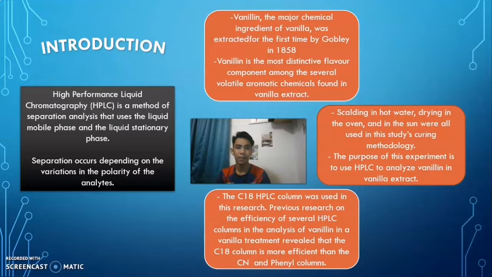Vanillin, the major chemical ingredient of vanilla, was extracted for the first time by Gobley in 1858. Vanillin is the most distinctive flavor component among the several volatile aromatic chemicals found in vanilla extract. Scalding in hot water, drying in the oven, and drying in the sun were all used in the study's curing methodology. The purpose of this experiment is to use HPLC to analyze vanillin in vanilla extract.